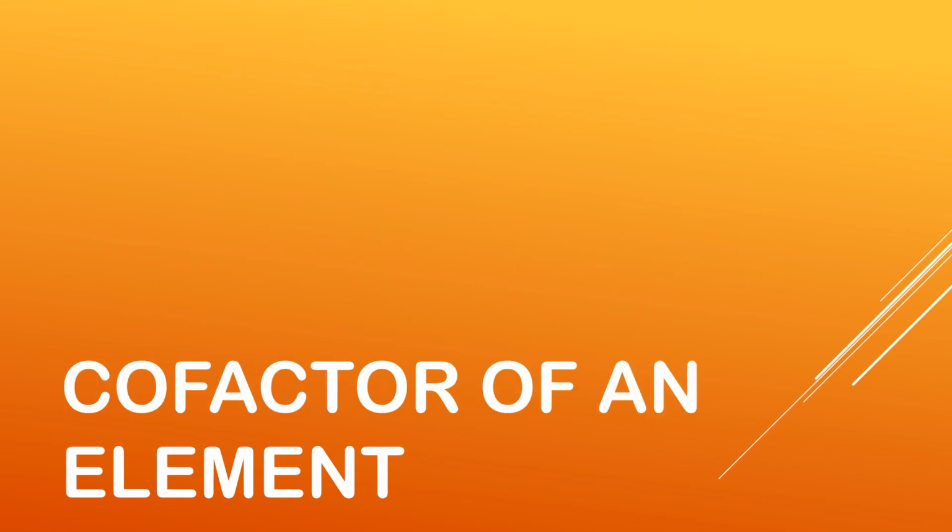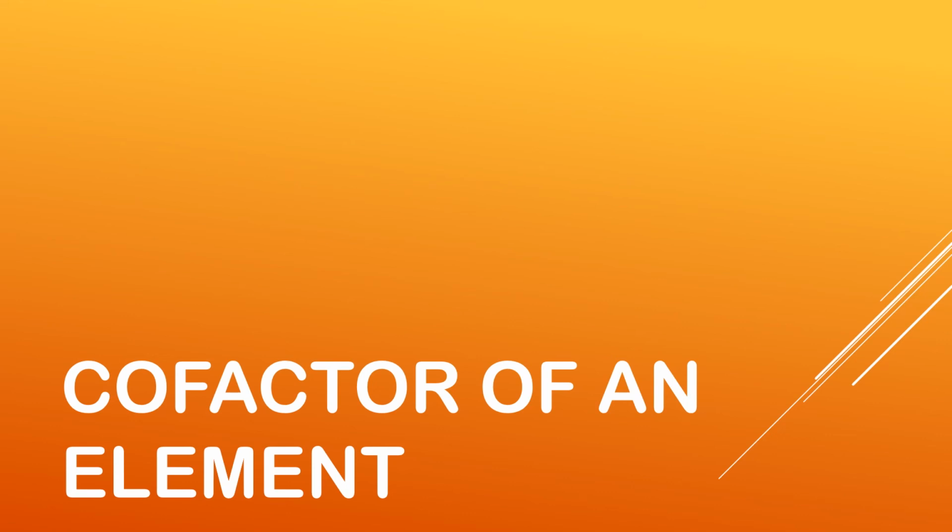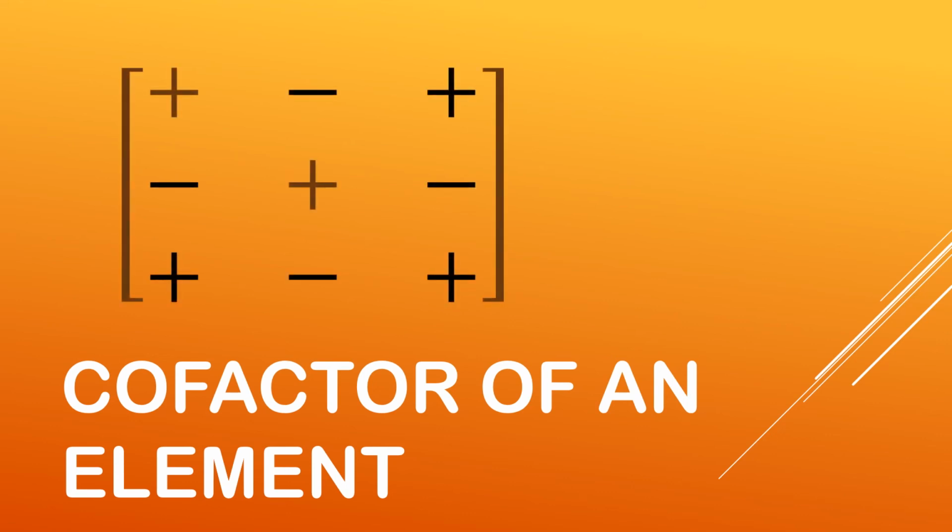Now we shall see what is a cofactor. Cofactor is signed minor. To find the cofactor of an element, we find its minor and assign a plus sign or minus sign. Now, how is the plus sign or minus sign assigned? While finding a cofactor, to assign a sign to the minor, we always assign plus to the first element.